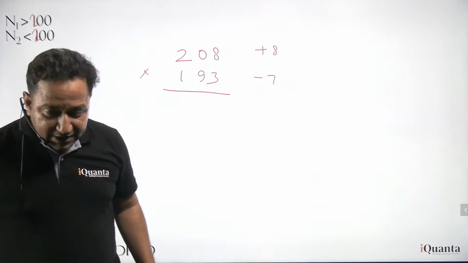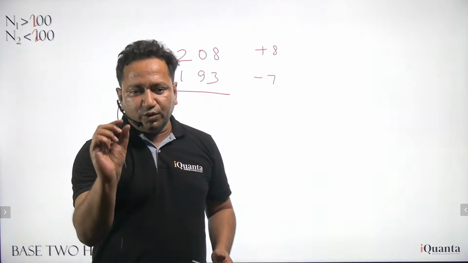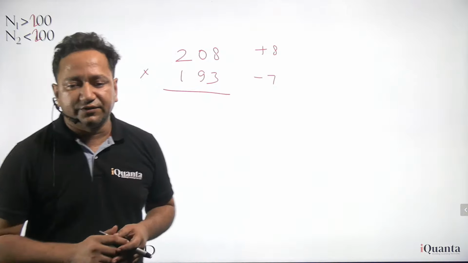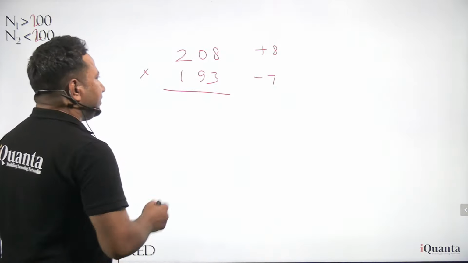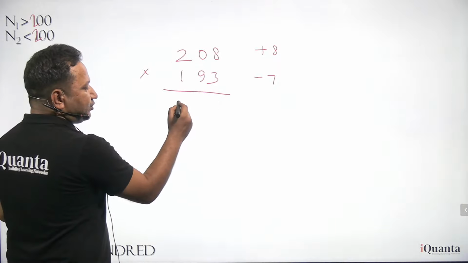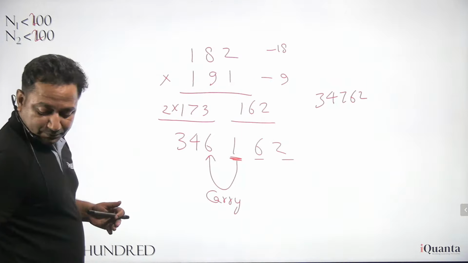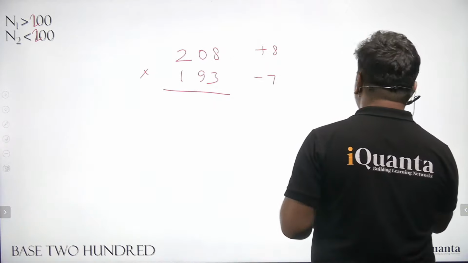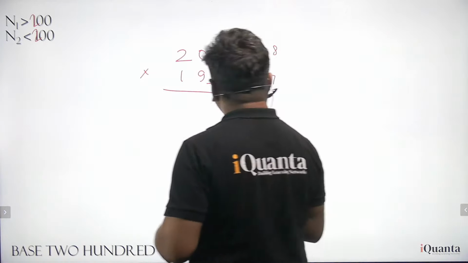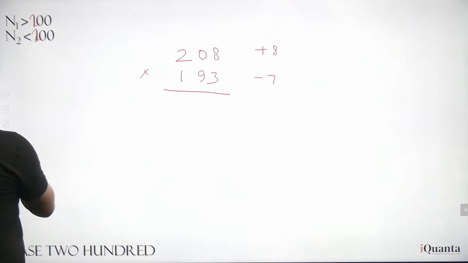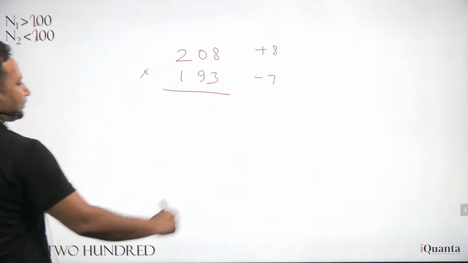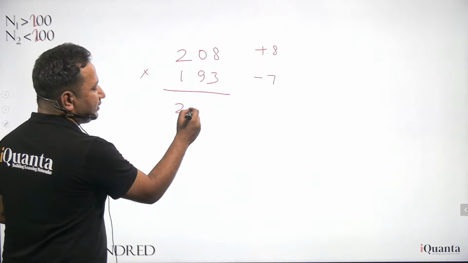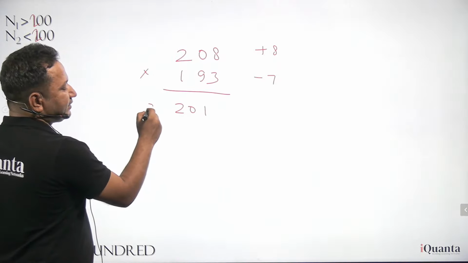Why are we doing this? Because we need the low numbers, smaller numbers, so that we can multiply them quickly. Okay, now we can do this, I'm so sorry. 208 minus 7 or 193 plus 8. That's what we have to do over here. We'll get 201. We can multiply this by 2.